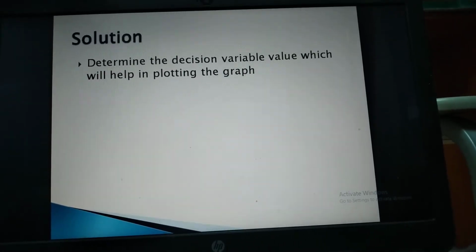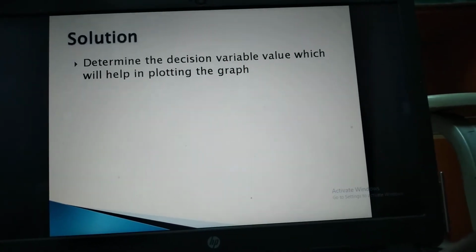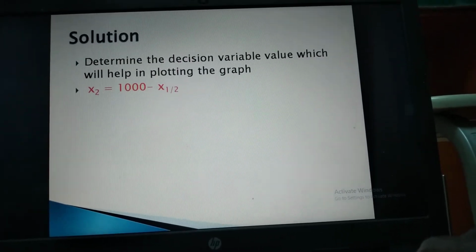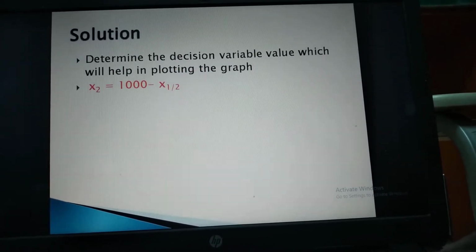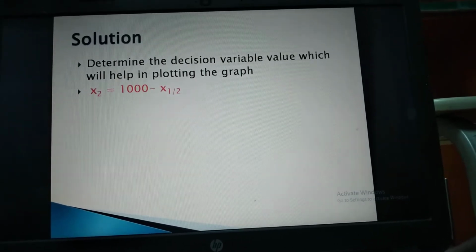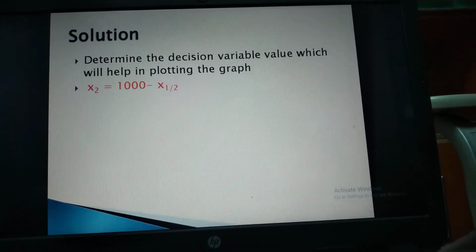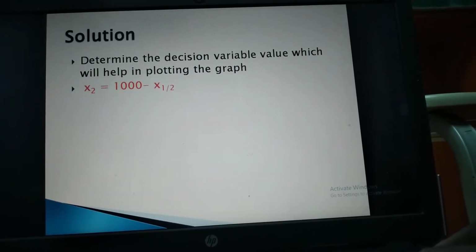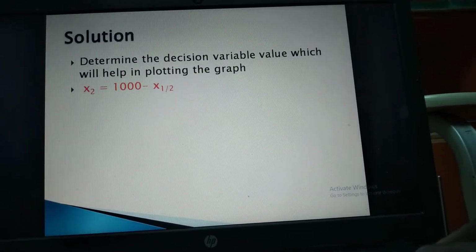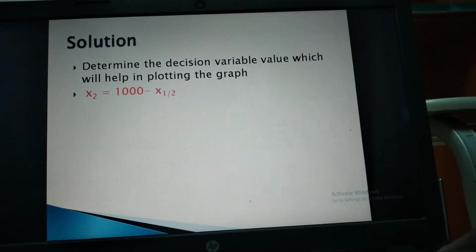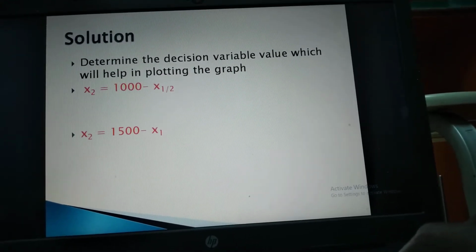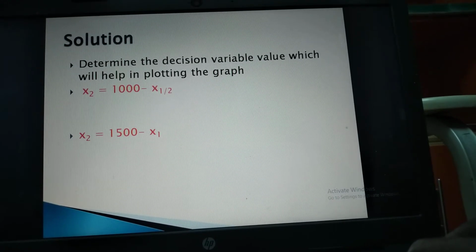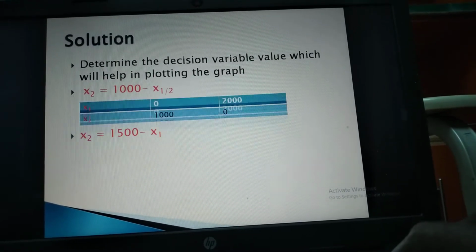Determine the decision variable value which helps in plotting the graph. So we come up with the equation whereby we make x2 the subject. So if we make x2 the subject, we have x2 equals 1000 minus x1 divided by 2. So we have two equations, equation 1 and equation 2.